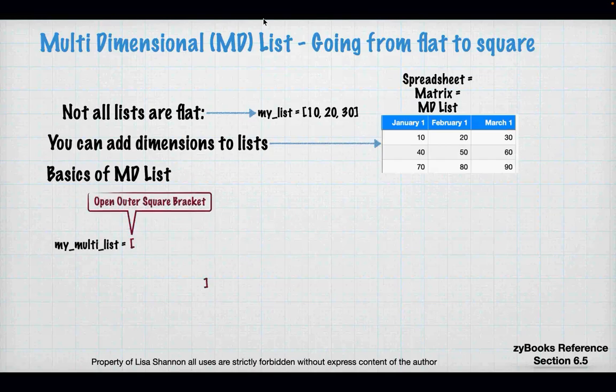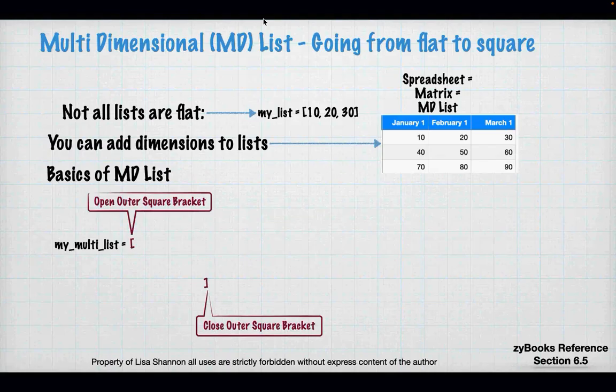Okay, multidimensional lists. Multidimensional lists can actually confuse students who are new to data structures. And I think that's because we don't talk about it as a matrix. We don't talk about it as something that people are used to seeing. People are used to seeing spreadsheets. A multidimensional list is, in fact, just like a spreadsheet. You have rows and you have columns.